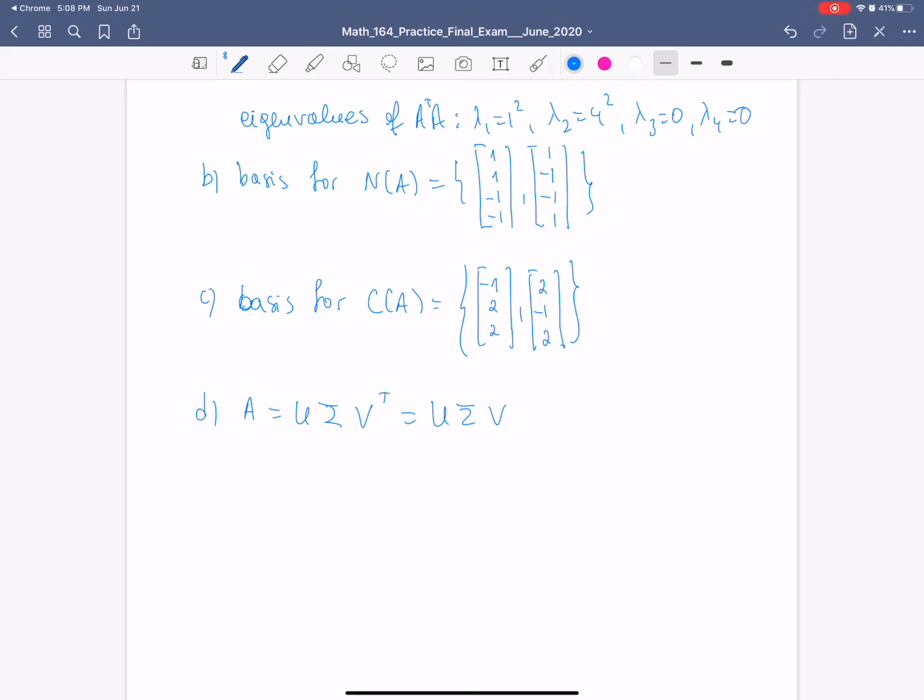Then minus A is going to be minus U sigma V. Now remember, the singular values of A always have to be positive. So I cannot put that minus with sigma. I can give it to U, or I can give it to V, but I cannot give it to sigma. And then I need to transpose. So let's transpose.